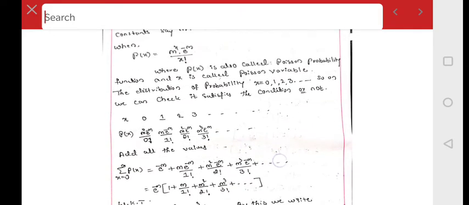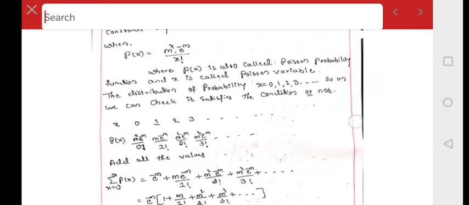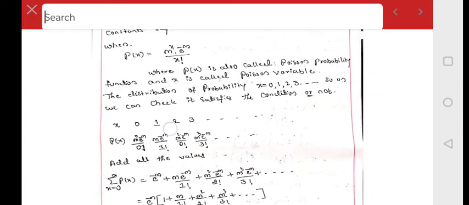Here p of x is called the Poisson probability function, and x is called a Poisson variate. For different values of x, we can say that the given function is defined for x equal to 0, 1, 2, 3 and so on.